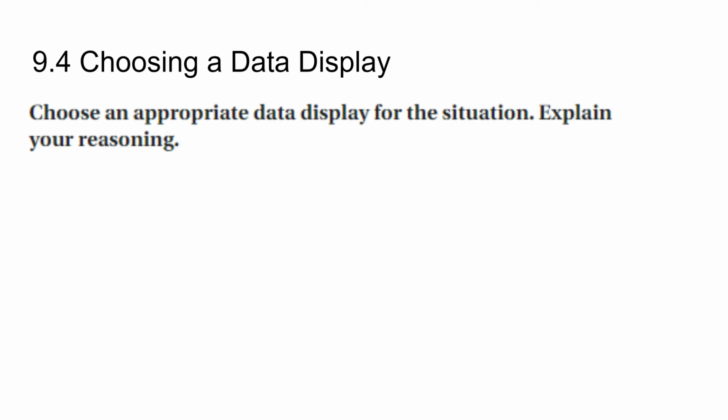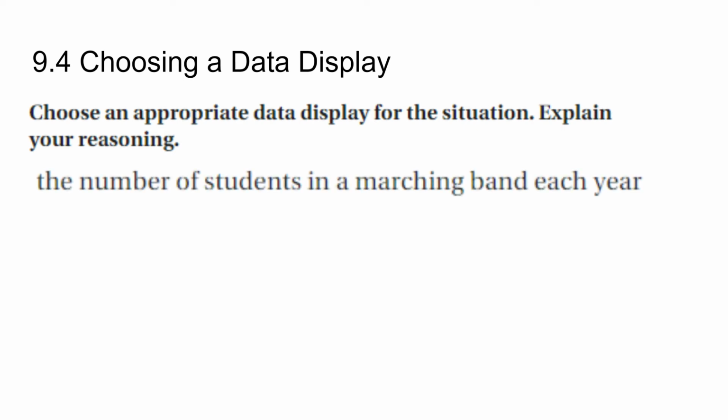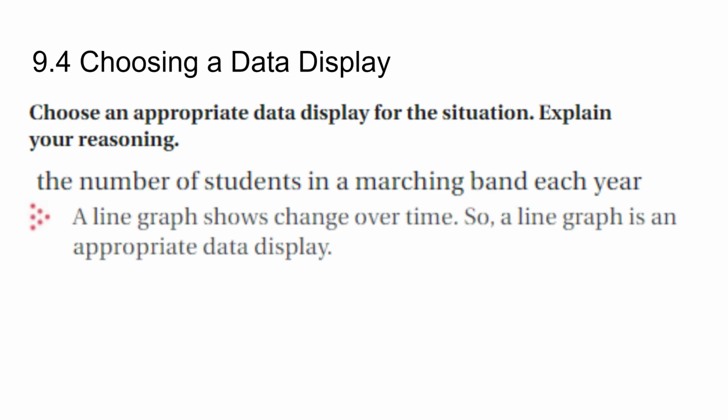Choose an appropriate data display for the situation. Explain your reasoning. The number of students in a marching band each year. So, of the data displays that we were shown, which of them would best match the number of students in a marching band each year? The answer is a line graph, which shows change over time. So a line graph is an appropriate data display.